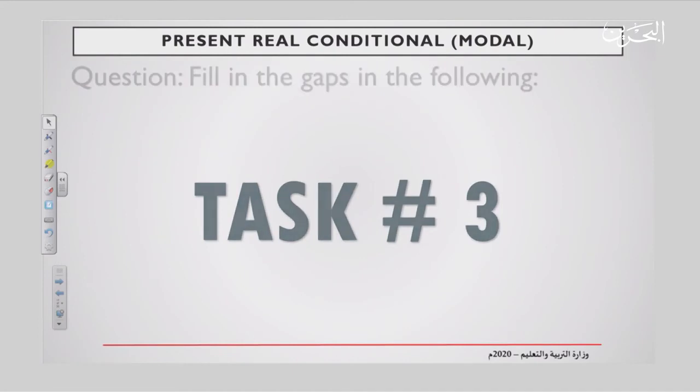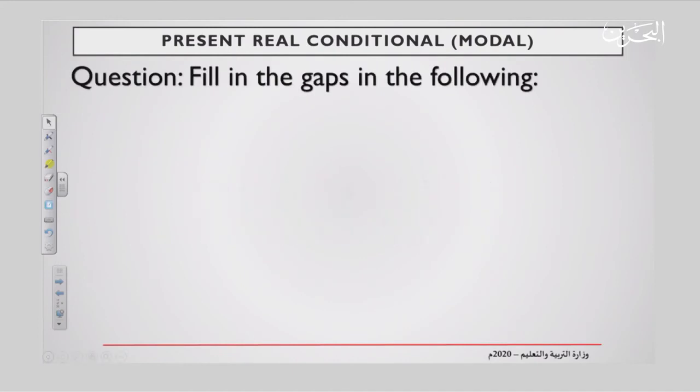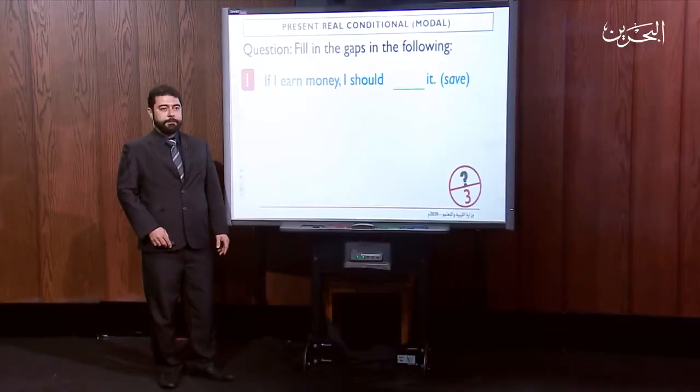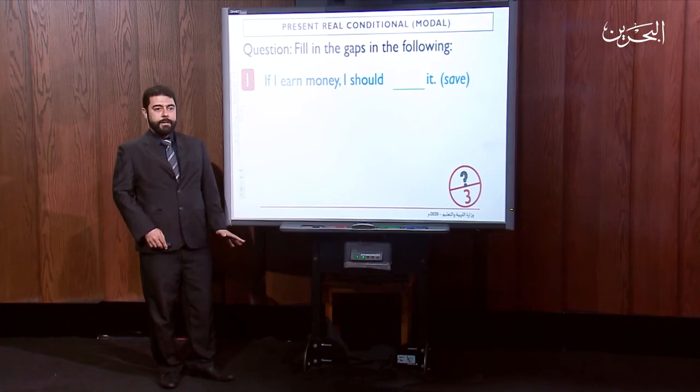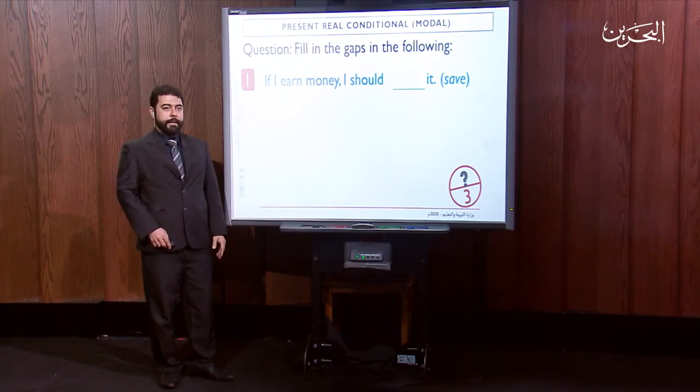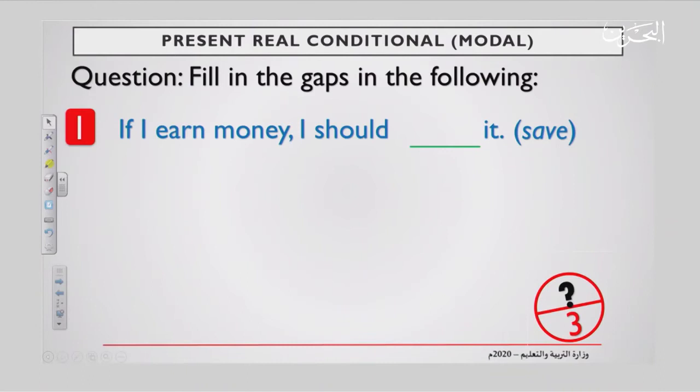Task 3. Fill in the gaps in the following, and you have a mark of 3. Number 1, if I earn money, comma, I should, it. Save between brackets. All right, let's take a look. Save. Save, it is a verb that comes after modal. You do not change it.